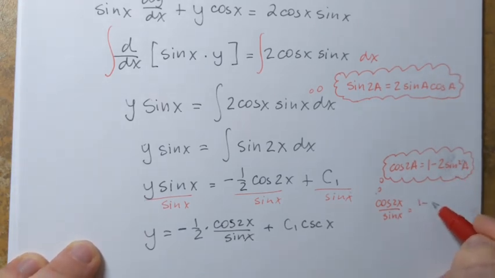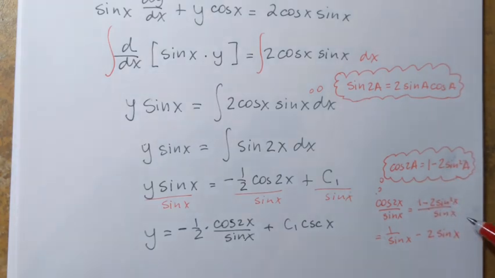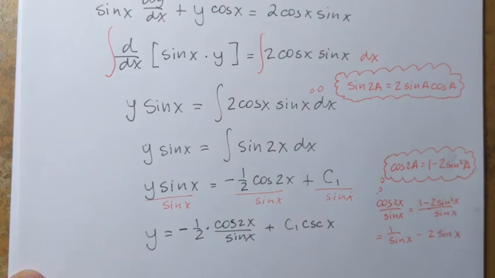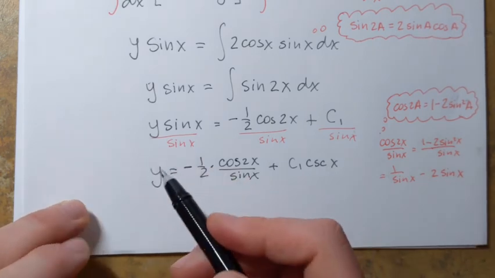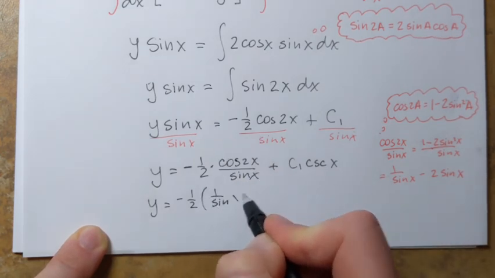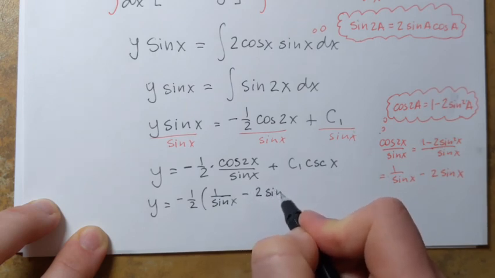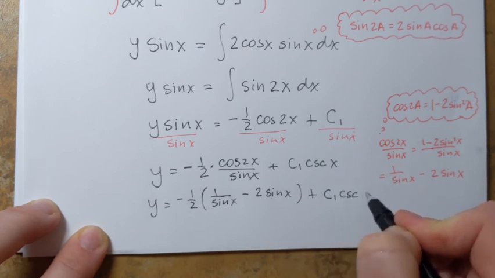So if I rewrite like that, 1 minus 2 sine squared of x over sine x, and then divide sine into each term of the numerator, it's going to be 1 over sine x minus 2 sine of x, right? Because with sine squared of x and sine of x, I can divide out one of the sines. So 2 sine of x. Okay, so we got that. Let's plug that into our solution. Y equals negative 1/2 times that difference, 1 over sine of x minus 2 sine of x, plus c1 cosecant of x.